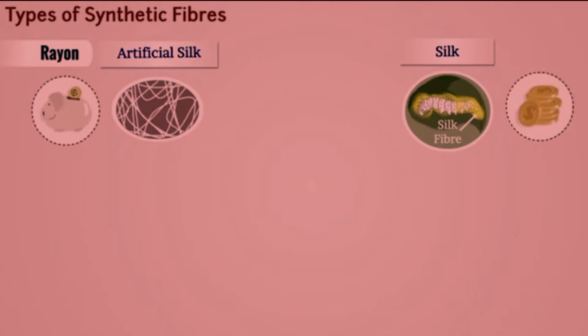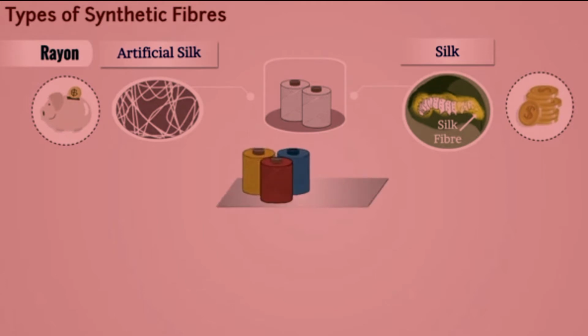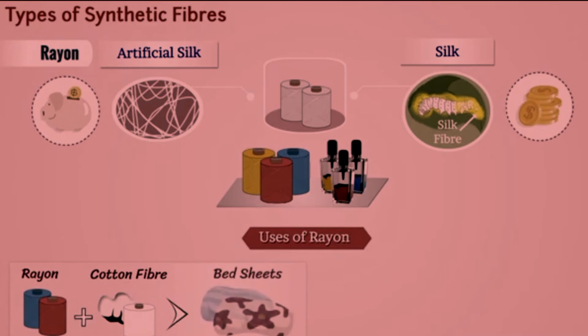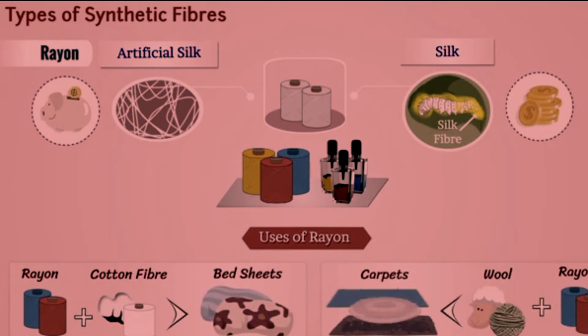It is cheaper than silk. It can be woven like silk fibers. It can be colored similar to silk fibers using dyes. Uses: it is mixed with cotton fibers to make bed sheets. It is mixed with wool to make carpets.